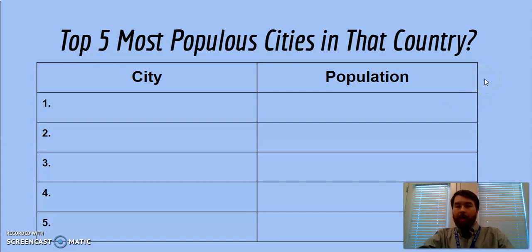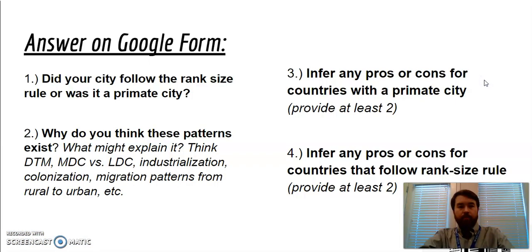Once you have the population data, the 5 most populated cities in that country, you're going to answer these questions on the Google form. Okay, so there is a Google form for you to type this stuff. So did your city follow the rank size rule, or was it a primate city? Number 2, why do you think these patterns existed? So make an educated inference.